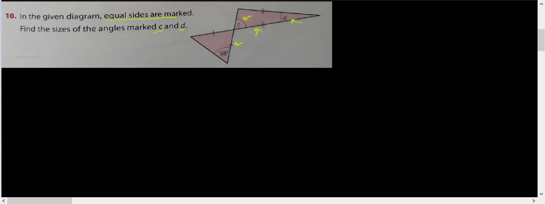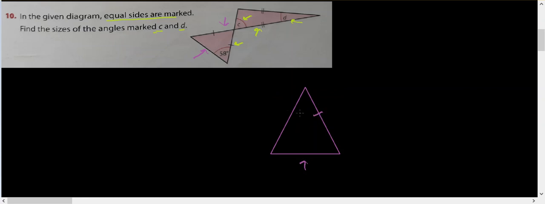So let's work through this one. Let's focus on this triangle first of all, and we'll just take it out and have a look at it. So we have a triangle like that. Imagine this is the base here. So all we're doing is sitting it on its base like so.